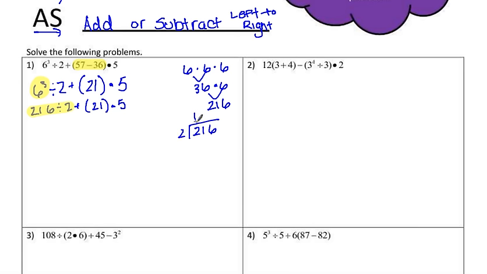2 goes into 2 one time. Bring down the 1. 2 can't go into 1, but it can go in 0 times. Bring down the 6. 2 goes into 16 8 times. And do subtraction with the 16 and you'll get 0. So you get 108 plus 21 times 5.